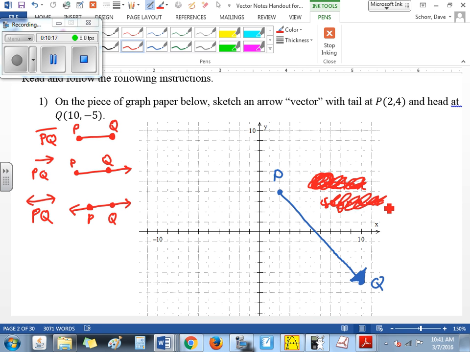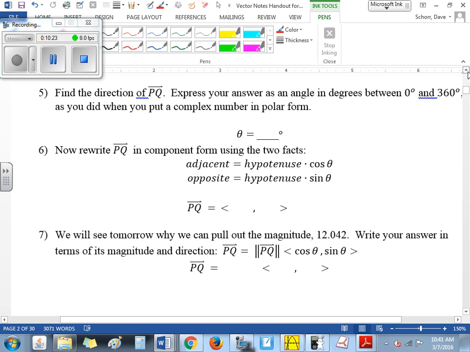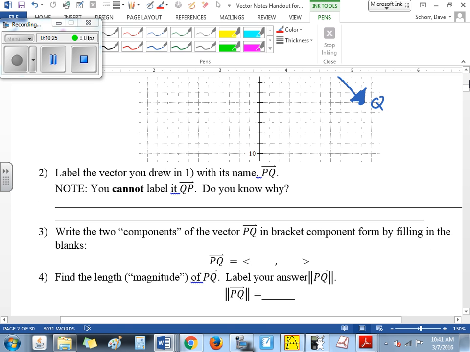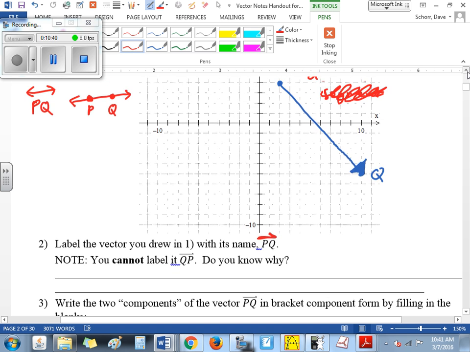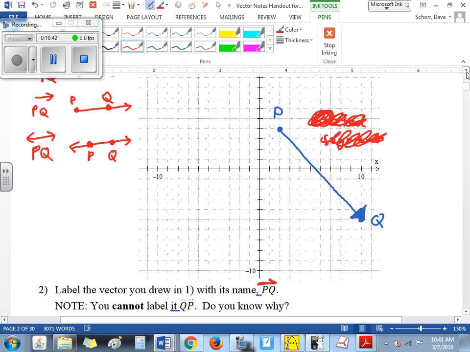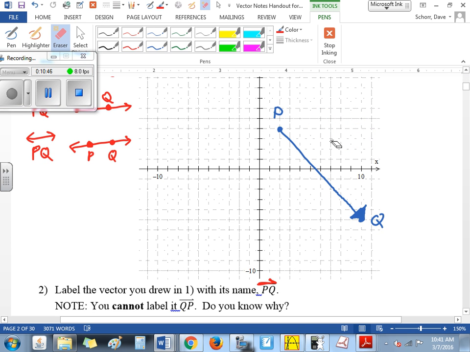Alrighty. What does it ask us to do now? Let's scroll down here, see what it asks us to do next. It says, label the vector you drew in 1 with its name, PQ. Notice the symbol here. This thing is called a harpoon symbol. Harpoon. Okay? And the harpoon PQ is the name of this thing. So I'm going to actually go up here. I'm going to put a name right on the vector. Bless you. So let's go and put a name on this thing.